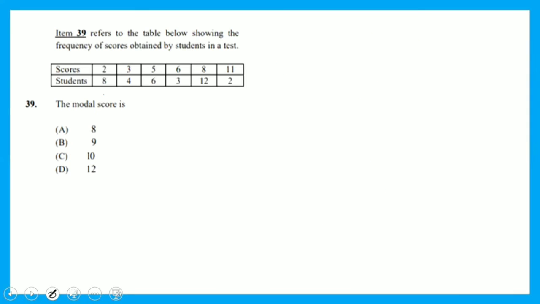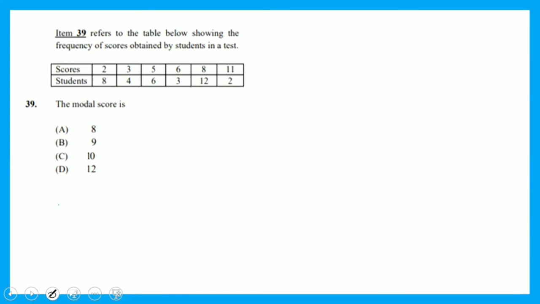And our final question for today, it says item 39 refers to the table below showing the frequency of scores obtained by students in a test. And frequency will tell you how often the thing occurs. So we have the students, 8 students got a score of 2, 4 students got a score of 3, and so on. 12 students got a score of 8, 2 students got a score of 11. And it asks for the modal score, which means we need the score that most students keep getting.